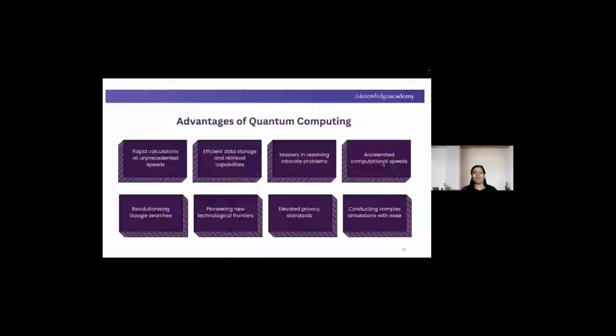Now, quantum computers, obviously we understood there are many advantages. Obviously, there are rapid calculations with unprecedented speeds. I already gave you some understanding of quantum superposition, entanglement, and you could expect for some problems, like tailored problems, there would be exponential growth in speed. There could be efficient data storage capabilities, reliability of the computations, and conducting complex simulations which could not be conducted with classical computation. So there comes the quantum supremacy part.